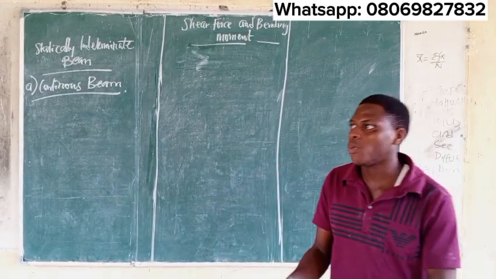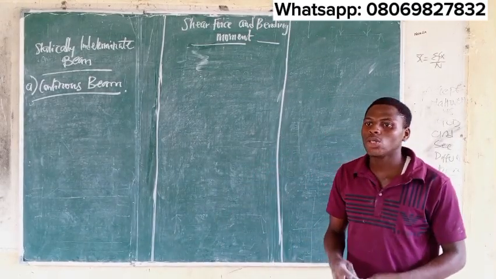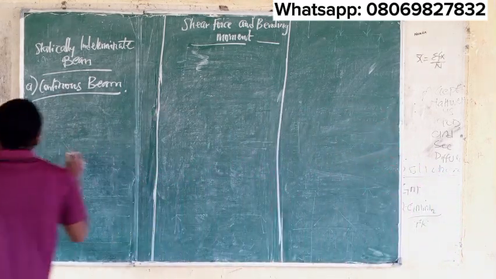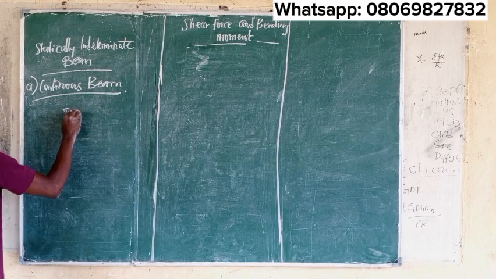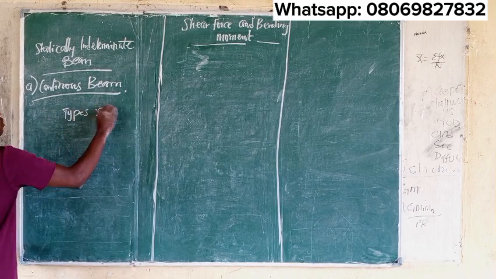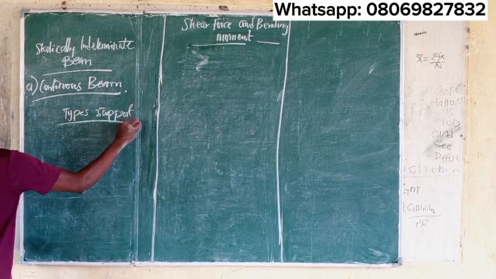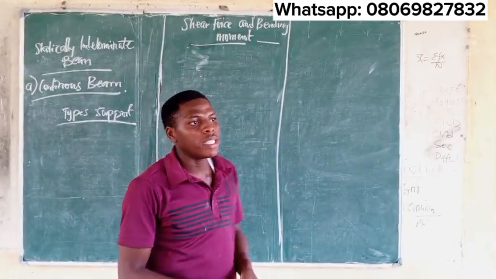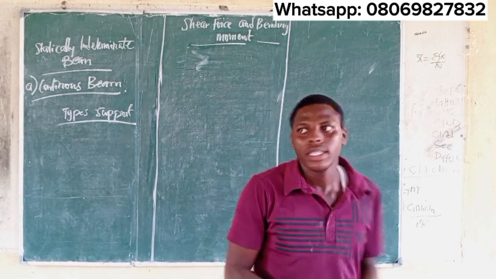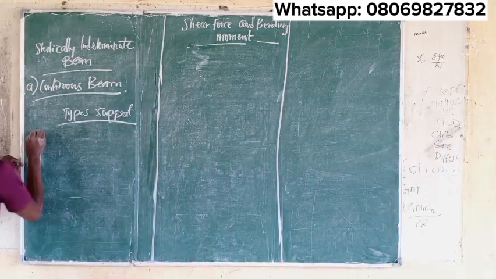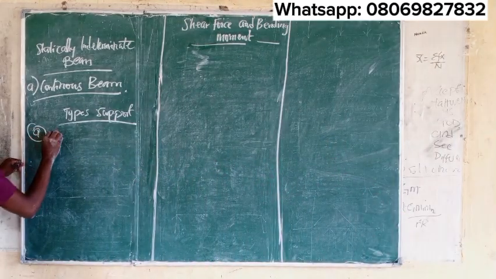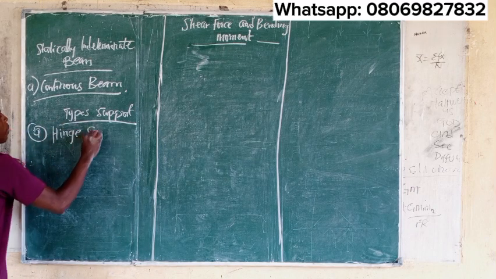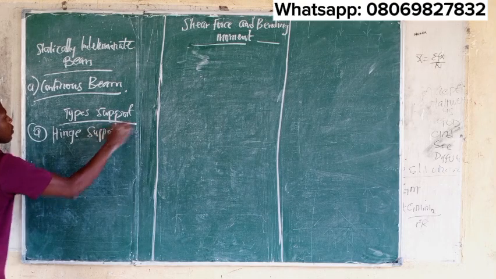Now we've been talking about supports. What is now the support? Basically in this course we have three types of support. So you can take this down. Types of support. Now the first type of support we'll be talking about is what we call the hinge support.